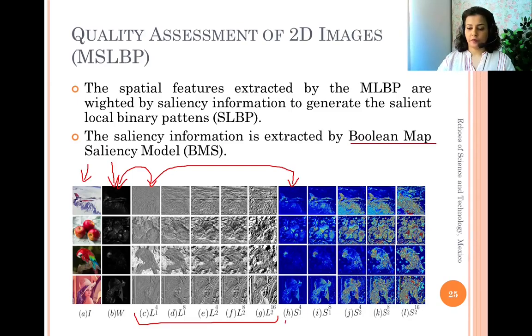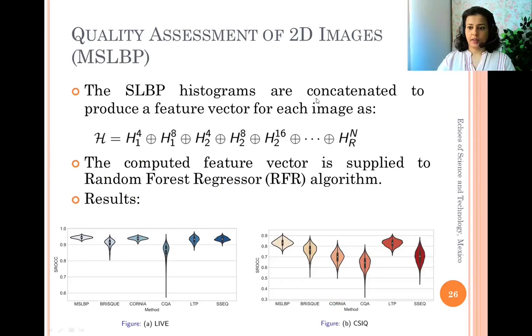Now, because we have obtained our weighted salient local binary patterns, next we are going to generate histograms of each of these SLBPs. SLBP histograms are concatenated to produce a feature vector for each image.